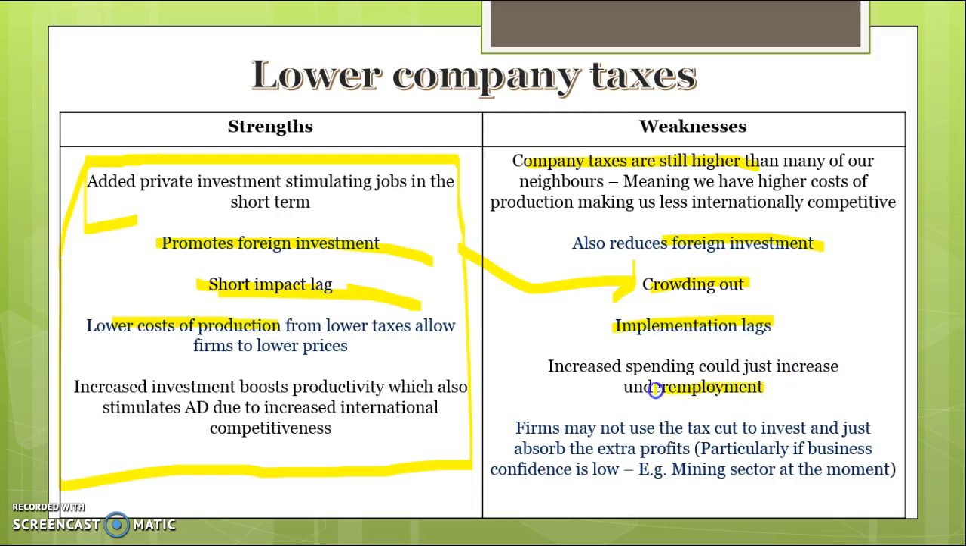The increased spending from the tax cut might just reduce underemployment, so businesses might just increase their hours instead of hiring new people. And finally, firms might not even use the tax cut to invest, so firms might just absorb the extra profits, particularly if confidence is low. It might not have the desired impact on investment. Firms may just instead decide to absorb those lower taxes in terms of increasing their profits going forward.